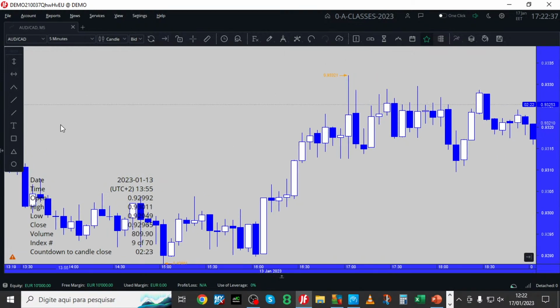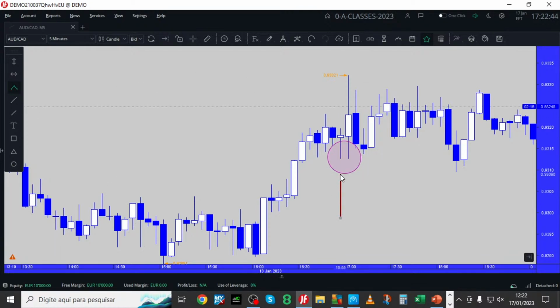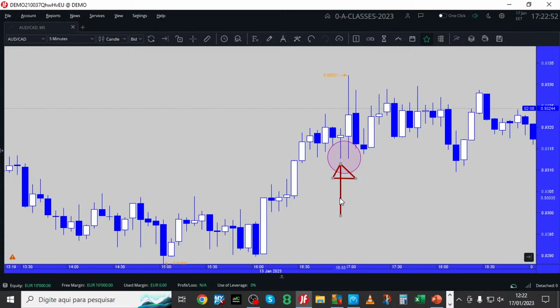Everybody, is this a low? Finally. Is this a low? Red arrow pointing at, 5-minute chart, CAT. Is this white candle a low?